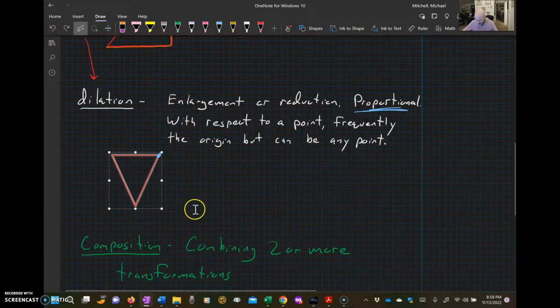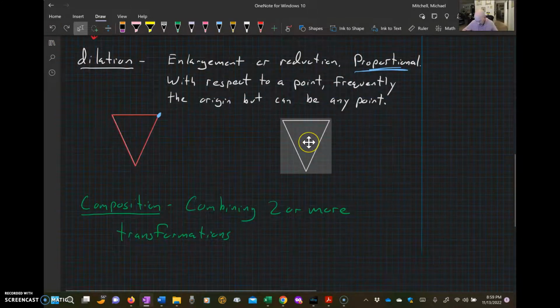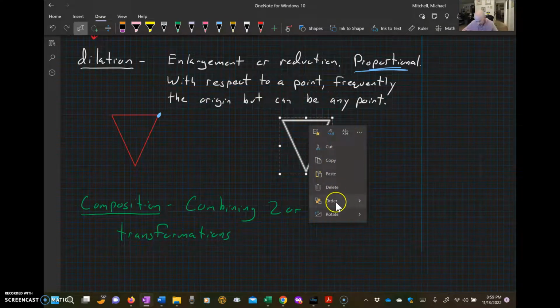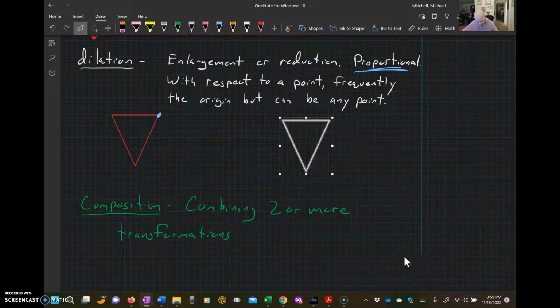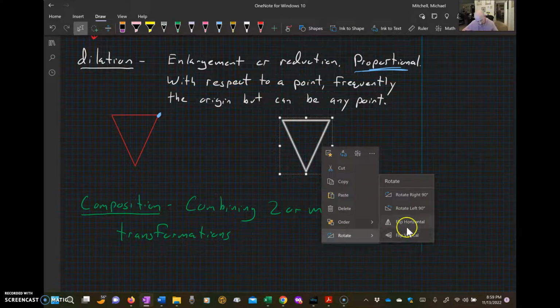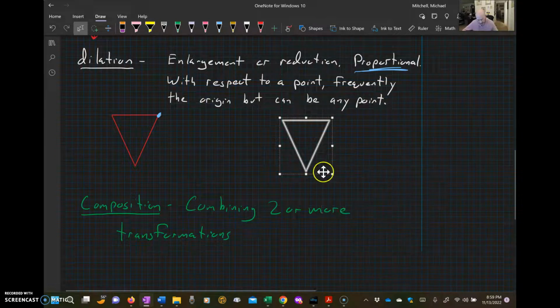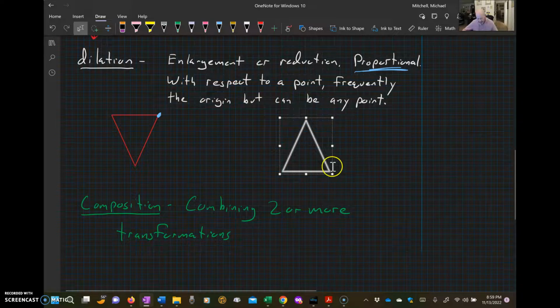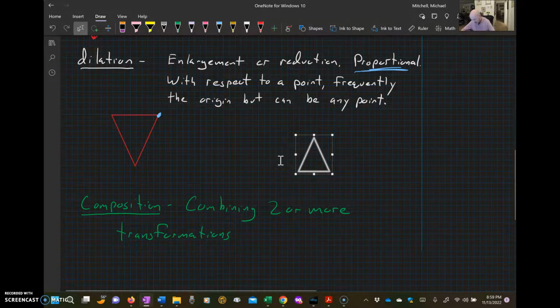Okay? And then we have compositions, combining two or more of these. One, I did a translation. Now I have done a reflection, and you can't see that one. That's why that's a bad one to choose there. Okay, rotate, flip vertically. There we can see it. And then I could do a dilation, and that's a composition, putting all those things together.